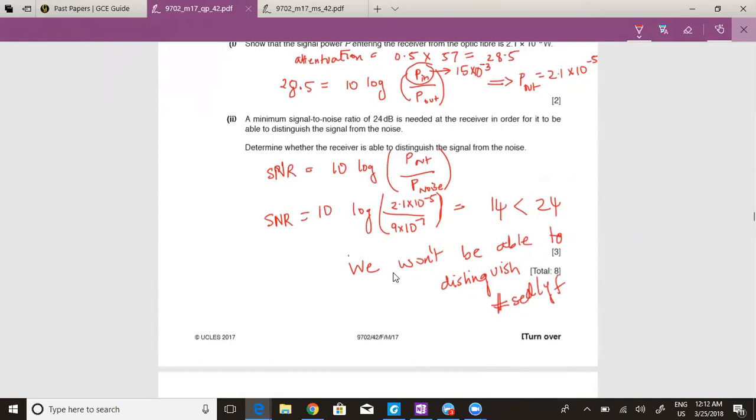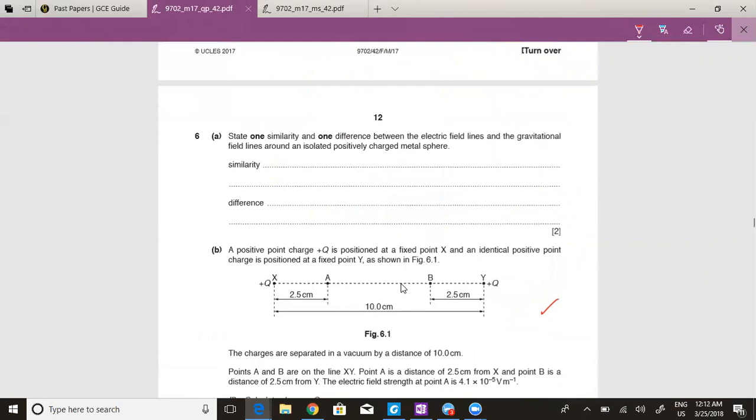Okay, let's move on. One difference and one similarity between electric field lines and gravitational field lines around an isolated positively charged metal plate. So the similarity is both are radial.